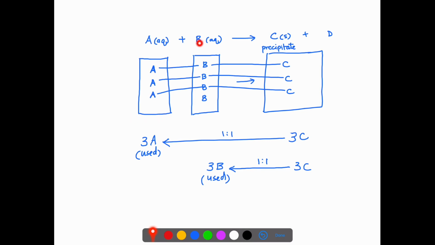For the excess reagent B, here B is the excess reagent because it's present in a much higher quantity. So for B, for the excess reagent, you're not able to tell all the moles that are present in the volume. You're able to account only for some of them, the ones that have been used. So you cannot find the concentration of B from this experiment. You can find only the concentration of A. So if you want to find the concentration of B, you have to do a separate experiment.